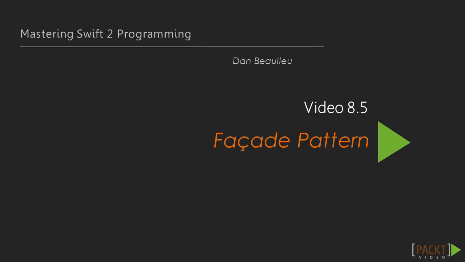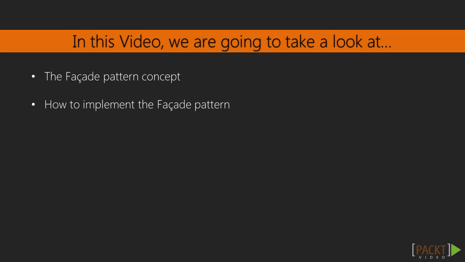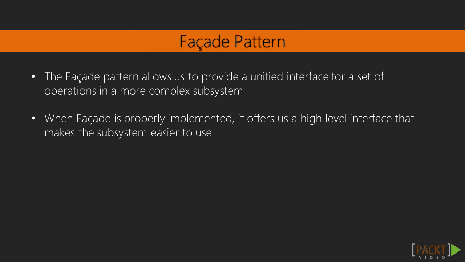In the previous video, we looked at the adapter pattern. In this video, we'll be looking at the facade pattern. The facade pattern allows us to provide a unified interface to a set of operations in a more complex subsystem. When facade is properly implemented, it offers us a high-level interface that makes the subsystem easier to use. You can think of the facade pattern as a type of adapter pattern, but over a larger span of operations.